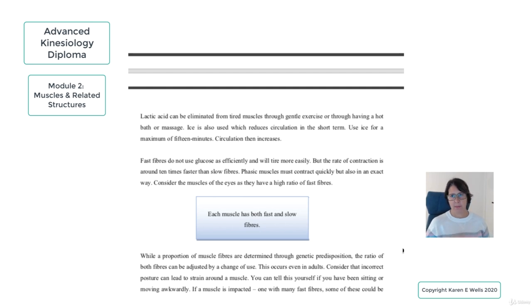Now fast fibers do not use glucose as efficiently, and they'll tire more easily, but the rate of contraction is around 10 times faster than any slow fibers. So muscles contract quickly, but also tire in that exact way too.